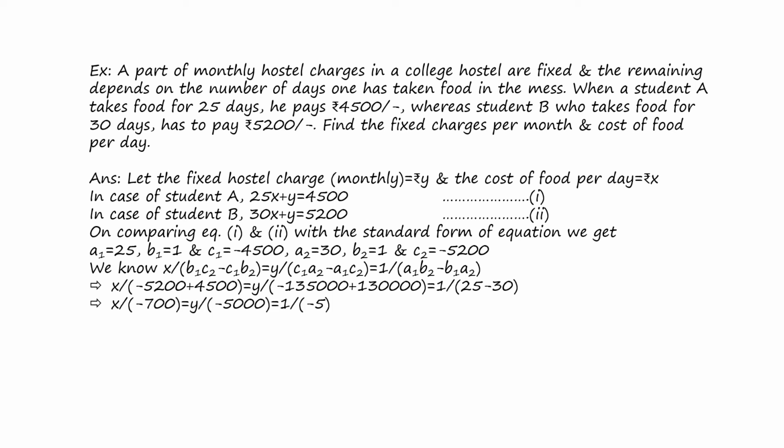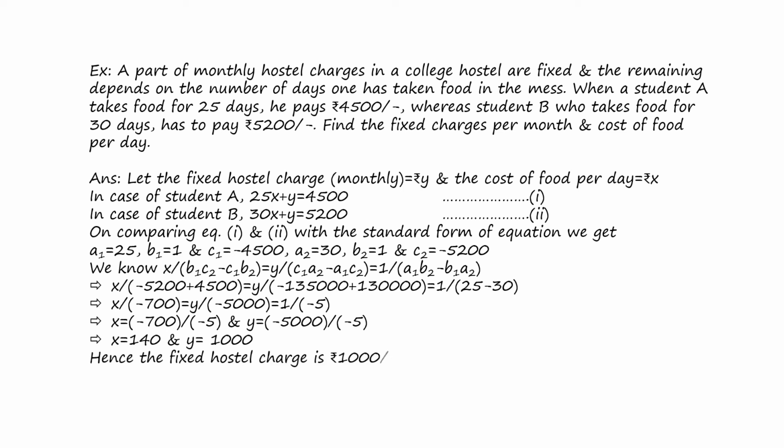This implies x by minus 700 equals y by minus 5,000 equals 1 by minus 5, or x equals minus 700 by minus 5 and y equals minus 5,000 by minus 5, or x equals 140 and y equals 1,000. Hence, the fixed hostel charge per month is rupees 1,000 and the cost of the food per day is rupees 140.